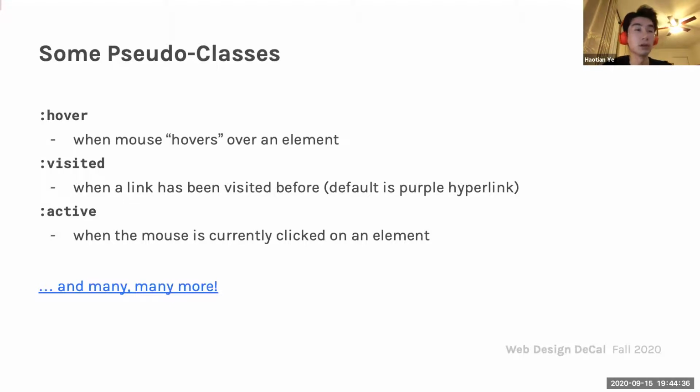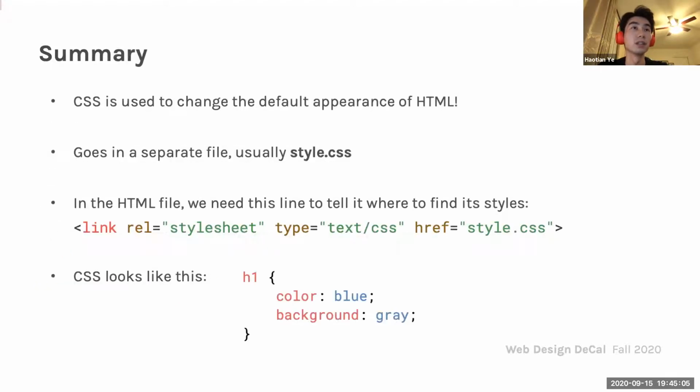There's also colon active. That's when the mouse is currently clicked on something. This is different from hover, because with hover you're not clicking down on it, but active is when you're clicking down on this element. Apply these rules. And if you go to this link here, there are so many more pseudo classes that you can use. These are just the most common ones that you'll definitely use for your projects. So yeah, these are really fun to use.